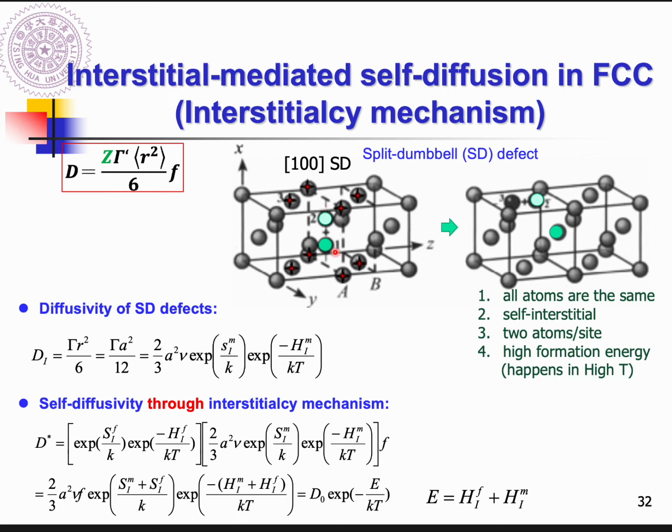We can consider these two atoms as a group. The purpose here is to formulate the self-diffusivity through this interstitial mechanism. Based on the equation we derived in the first sections, we need to determine the possible jumping directions, or coordination number, and also formulate the distance r and also f.